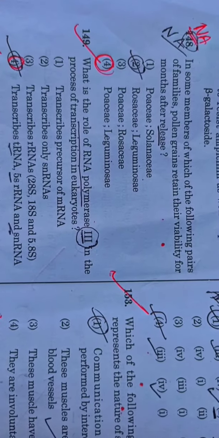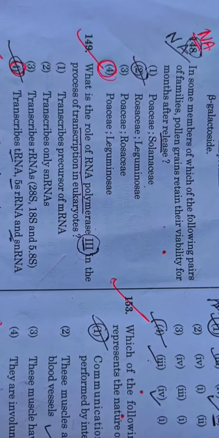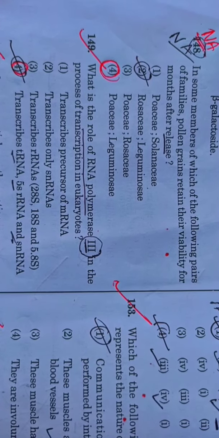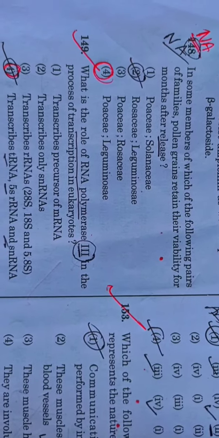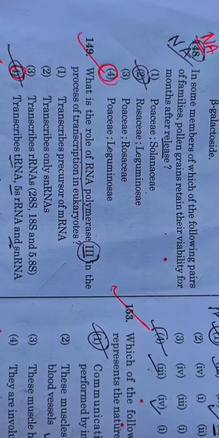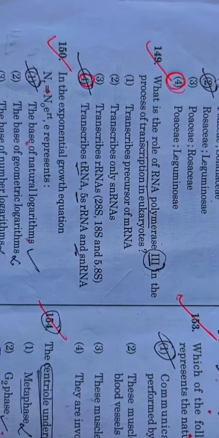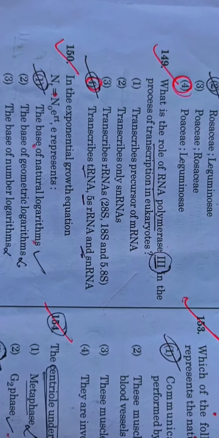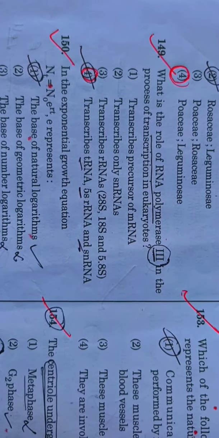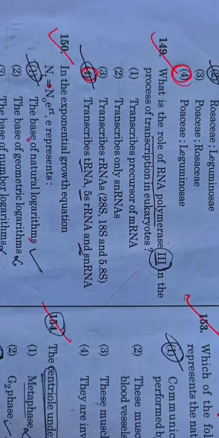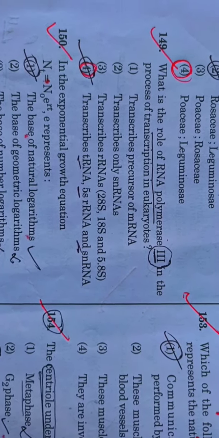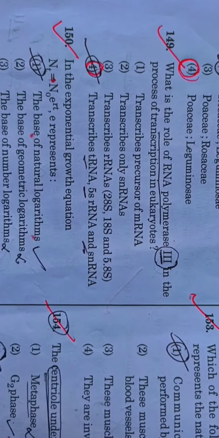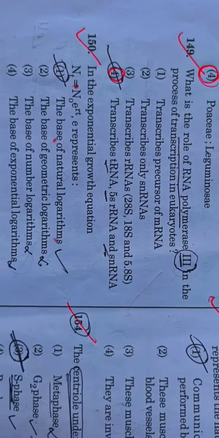Question number 148. In some members of which of the following pairs of families do pollen grains retain their viability for months after release? Two such families are Poaceae and Leguminosae. So the correct answer is option number 4. Question 149. What is the role of RNA polymerase 3 in the process of transcription in eukaryotes? RNA polymerase 3 transcribes tRNA, 5S rRNA and snRNA. So option 4 is the correct answer.